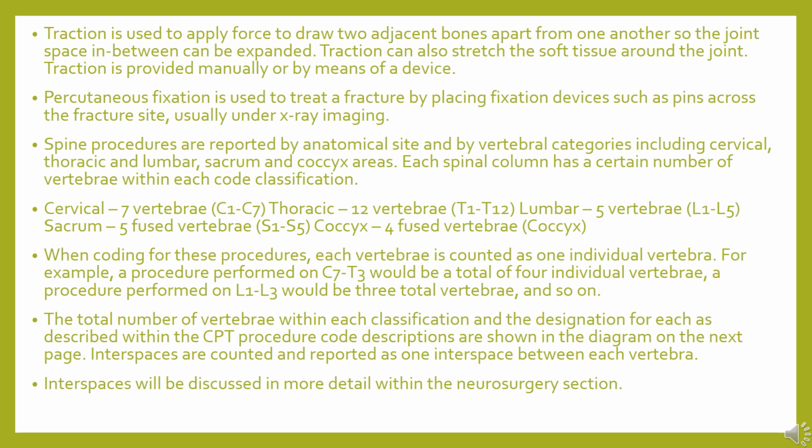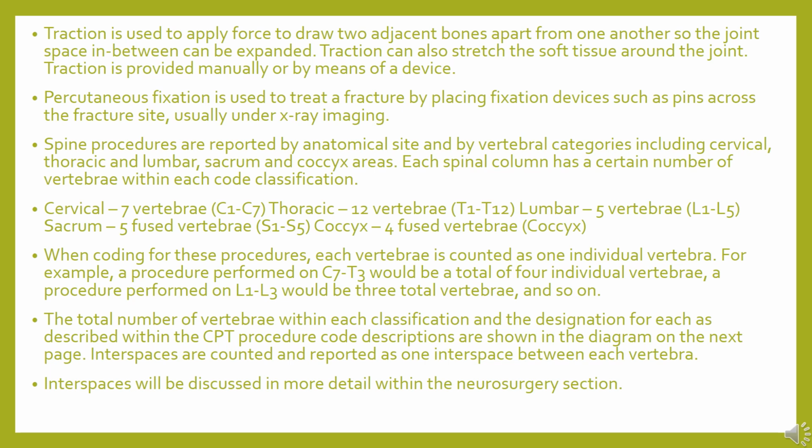Spine procedures are reported by anatomical site and by vertebral categories including cervical, thoracic and lumbar, sacrum and coccyx areas. Each spinal column has a certain number of vertebrae within each code classification. Cervical: 7 vertebrae, C1 through C7. Thoracic: 12 vertebrae, T1 through T12. Lumbar: 5 vertebrae, L1 through L5. Sacrum: 5 fused vertebrae, S1 through S5. Coccyx: 4 fused vertebrae.